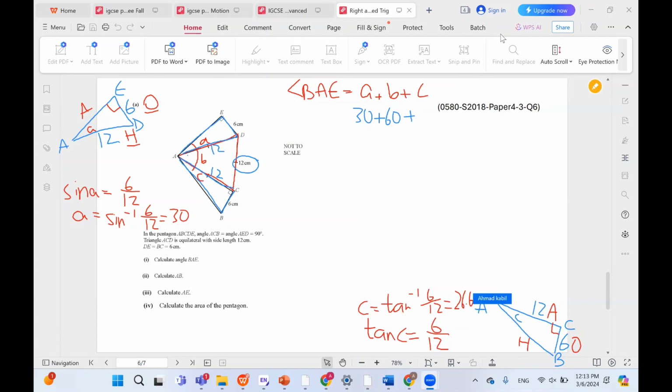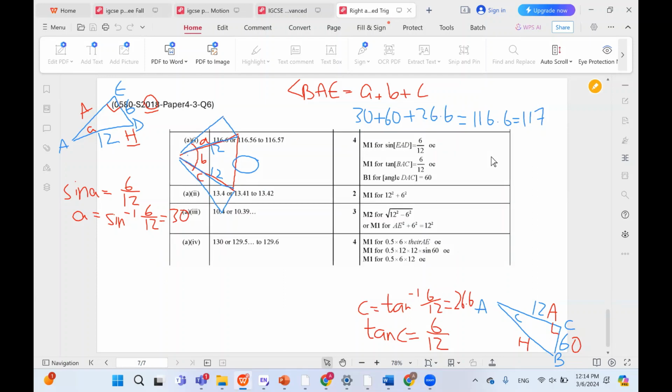And you can just plug it into the equation above. So we have here 26.6. And then you can use your calculator to figure out the big angle BAE. So 30 plus 60 plus 26.6 gives us 116.6. Or 117, that would work as well. So let's check the marking scheme. So 116.6 is the correct answer.